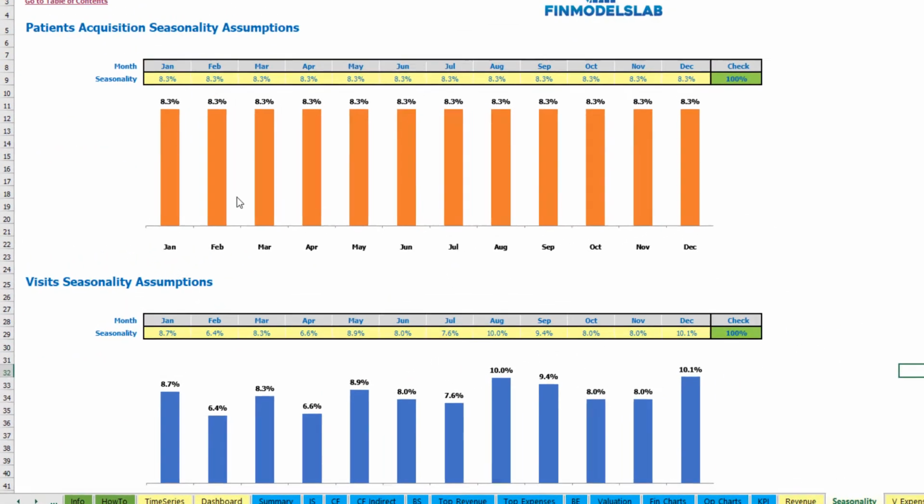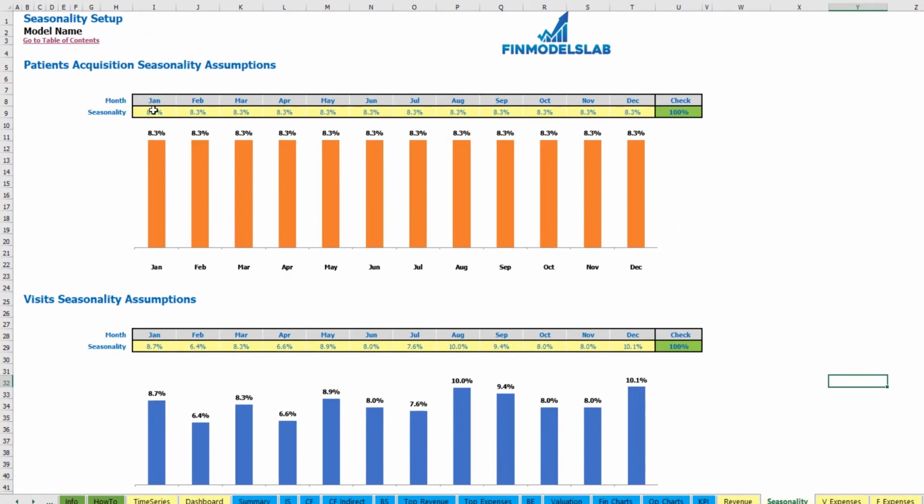Additionally, you can input seasonality for the patient acquisition or new patients requirement, and the visit seasonality across the year in case this treatment is seasonal.